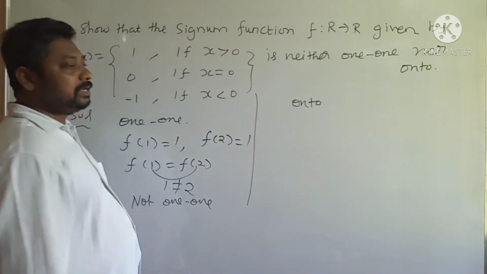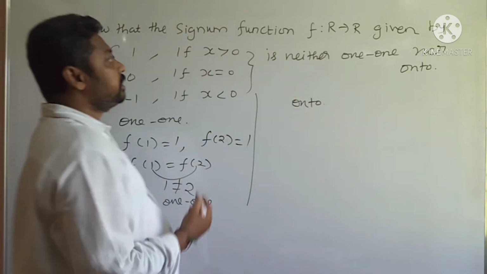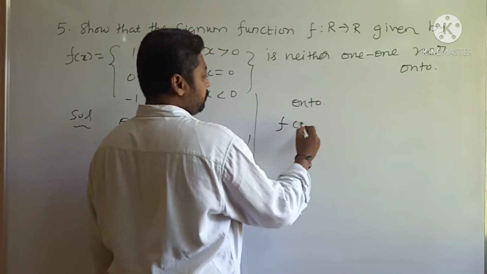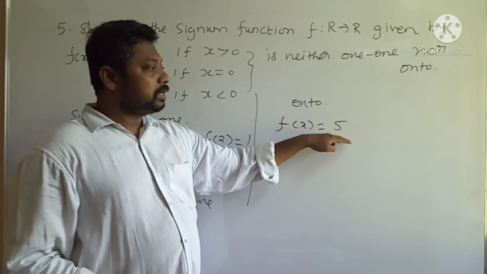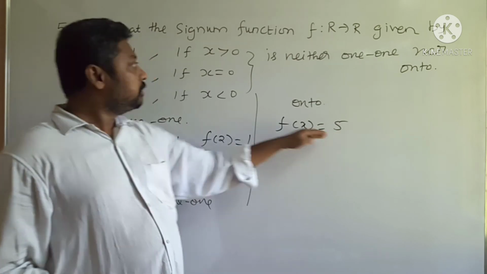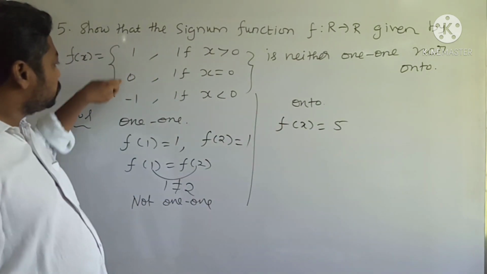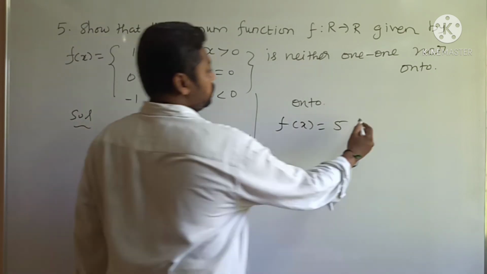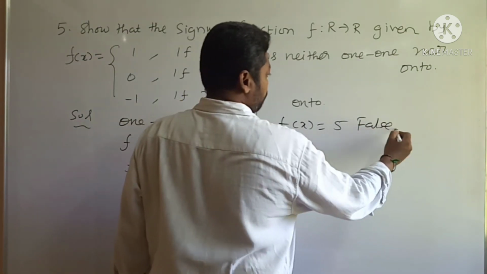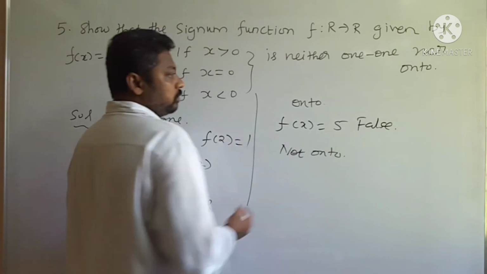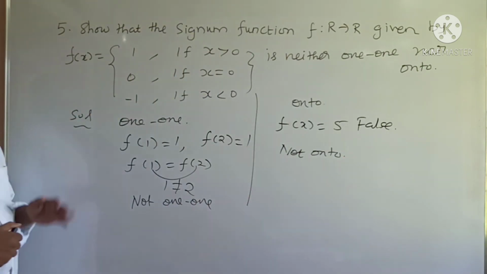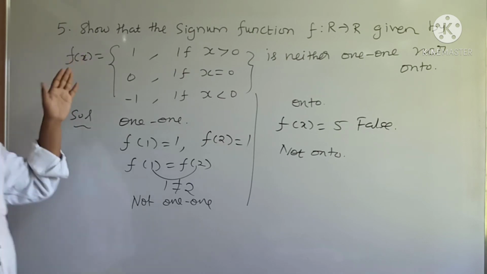Checking for onto, the domain is given as real numbers, so we will take any real number. So f(x) equal to 5. The signum function won't have the value 5, right? It will have only 1, 0, minus 1. So this is false. Hence this is not onto. So we can say that the signum function is neither 1 to 1 nor onto.